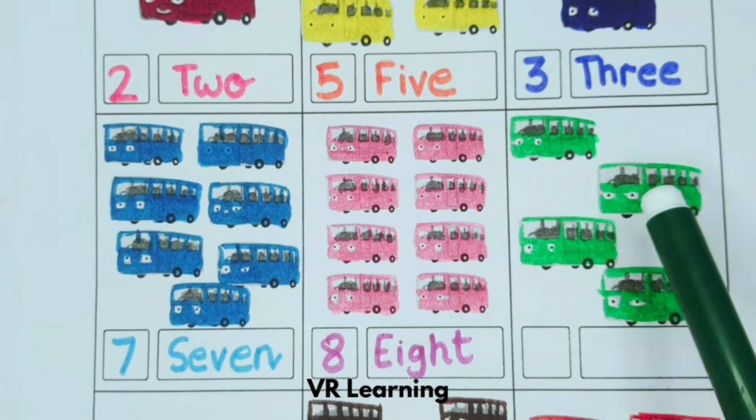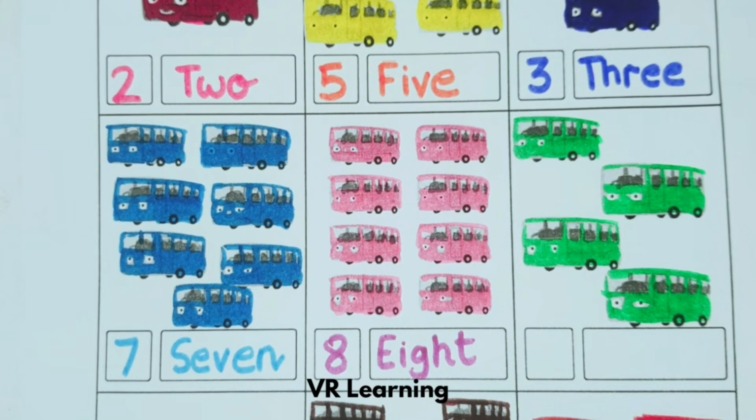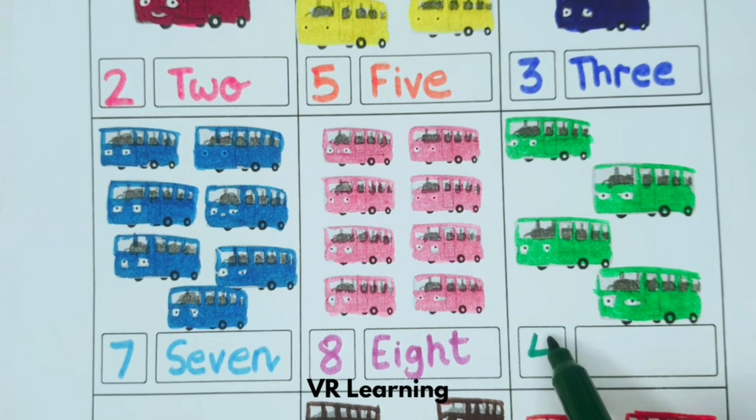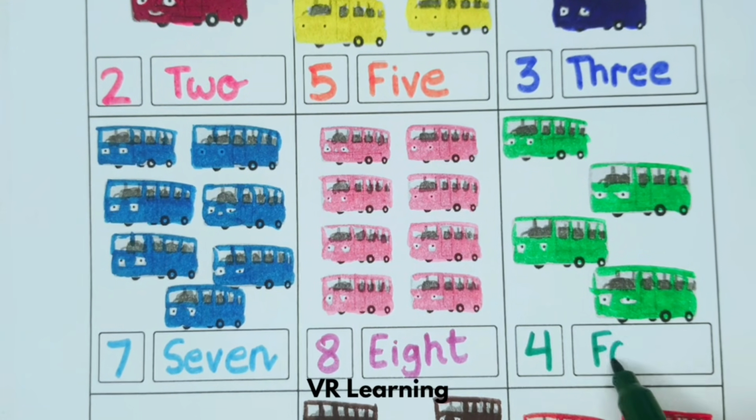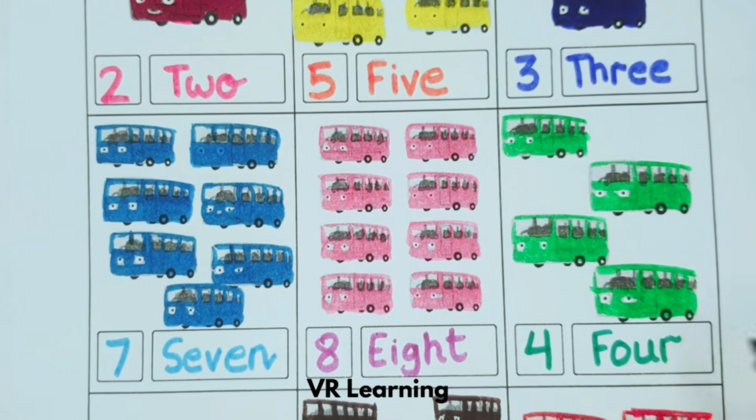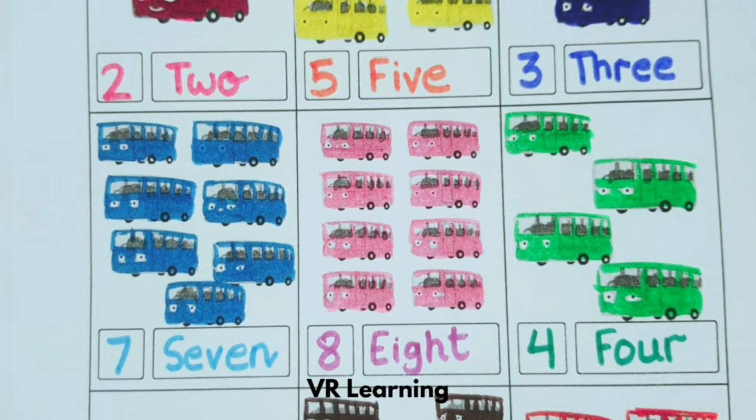1, 2, 3, 4. Write the number 4 in the box. FOUR 4.